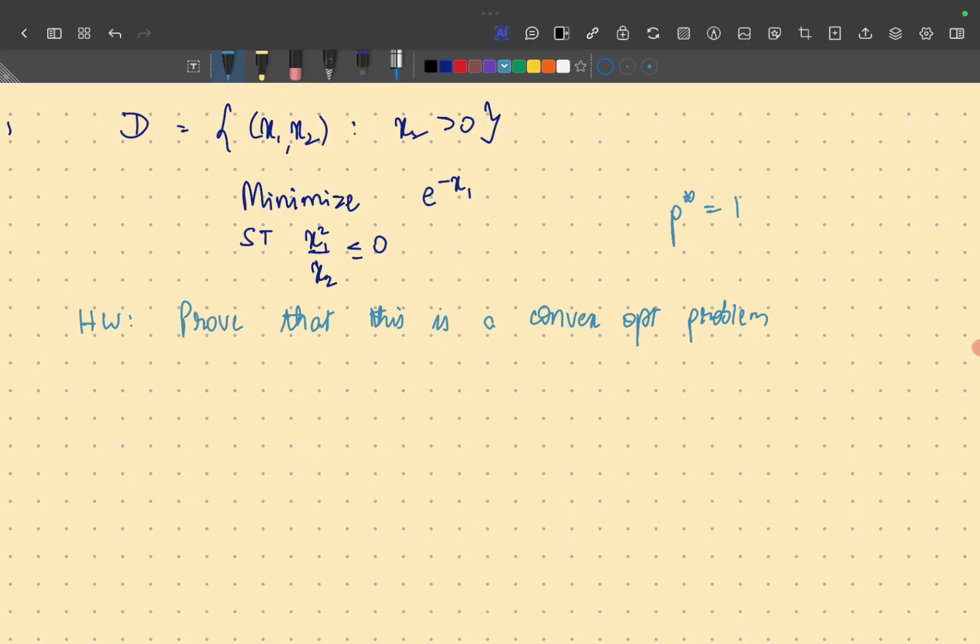But let's look at the dual. In order to prove it is a convex optimization problem, one is that your objective function is convex. That is obvious. Two is that the constraint set is convex. So what you basically have to show is that x1 square by x2 is a convex function of x1, x2, the vector x. Prove that it's a convex function. That's it. And now construct the dual.